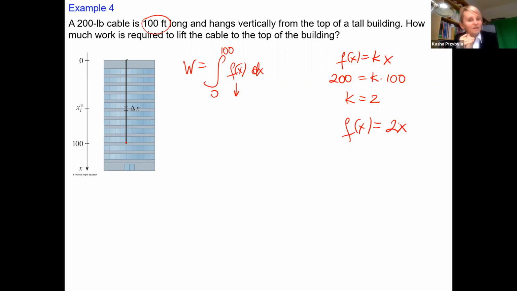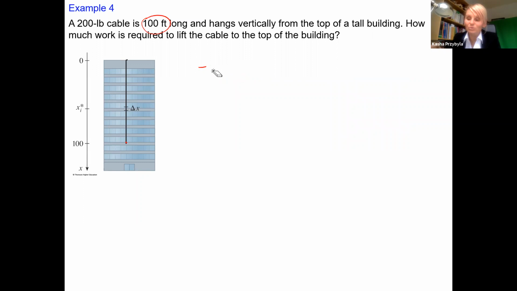And you have to just integrate 2x from 0 to 100. Do you think that makes sense? Okay, I can erase this. That's how I would quickly understand and solve it for myself, but of course, for my students, I want to be more detailed.